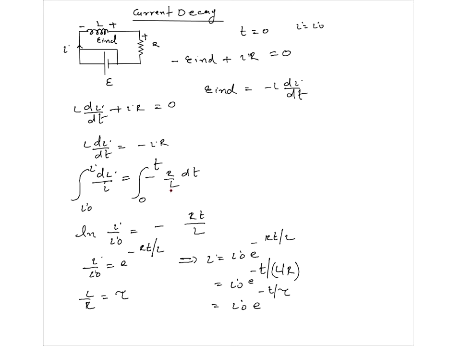In fact, R by L you can keep on whichever side, R by L or L by R, it doesn't matter. When time is 0, let's say current was I0, steady state current, and when time is t, let the instantaneous current be I. So on integration, you will get log of I by I naught equal to minus RT by L, and that will eventually get you I equal to I naught e to the power minus RT by L, which can be written as this, where L by R is the time constant tau.